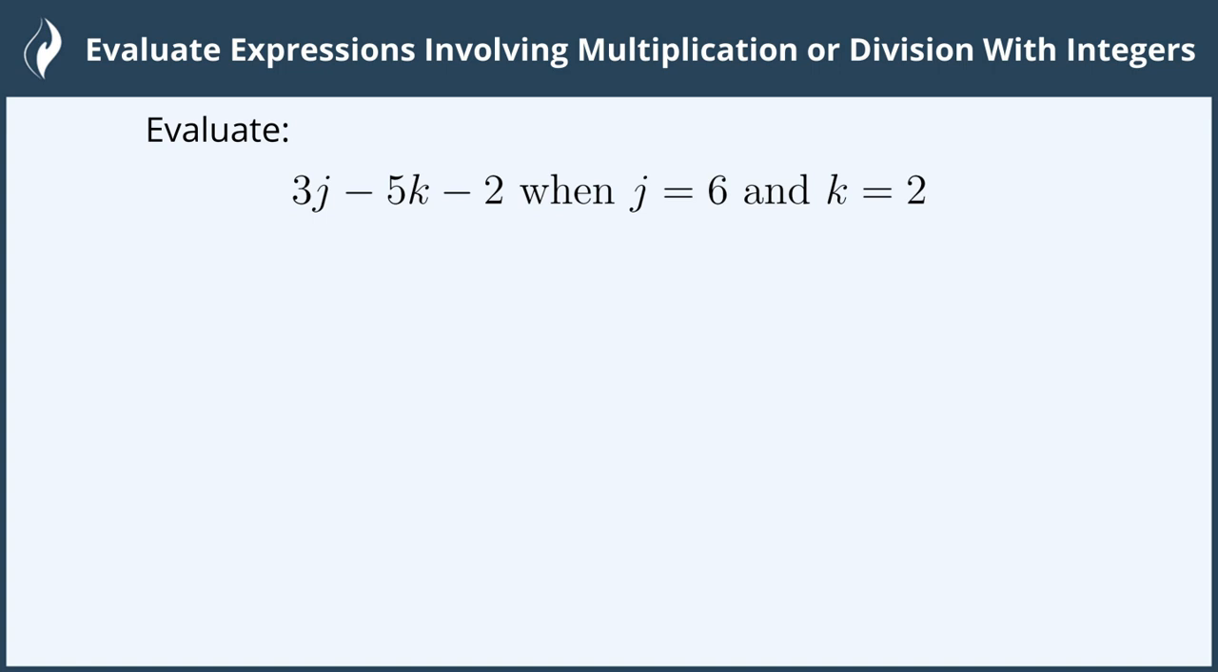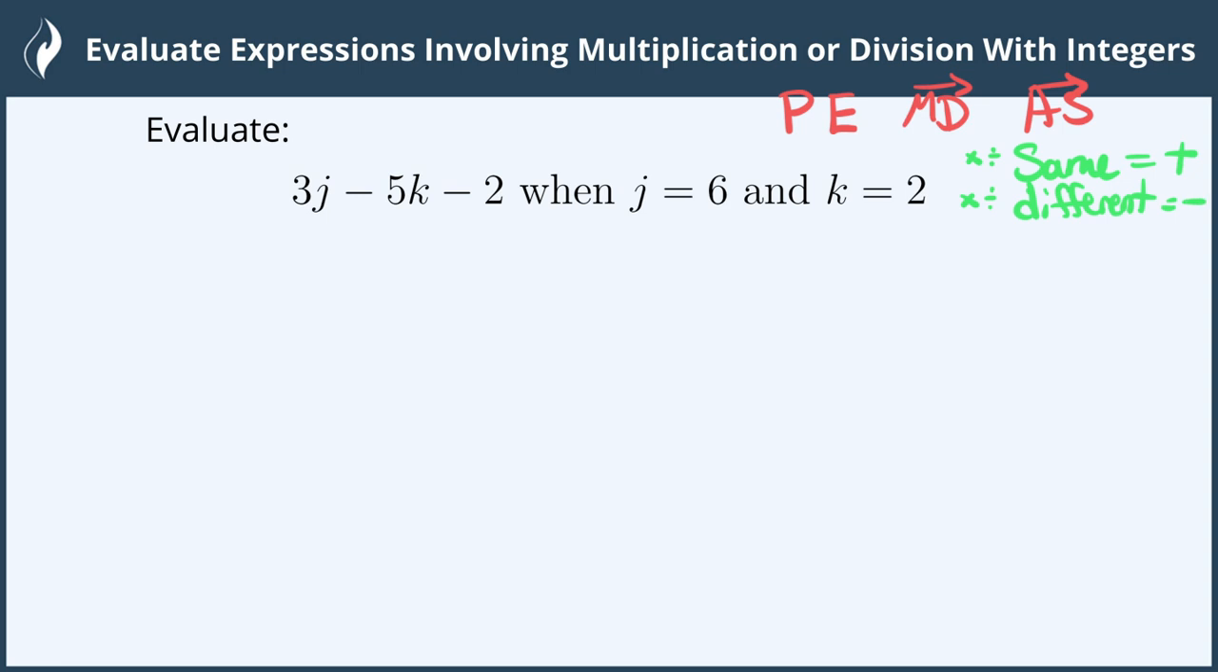Before we go forward, let's review the order of operations. Parentheses, exponents, multiply and divide from left to right, add and subtract from left to right. And just as a quick review, when we multiply or divide and the signs are the same, we will get an answer that is positive. When we multiply or divide and the signs are different, then the answer will be negative.